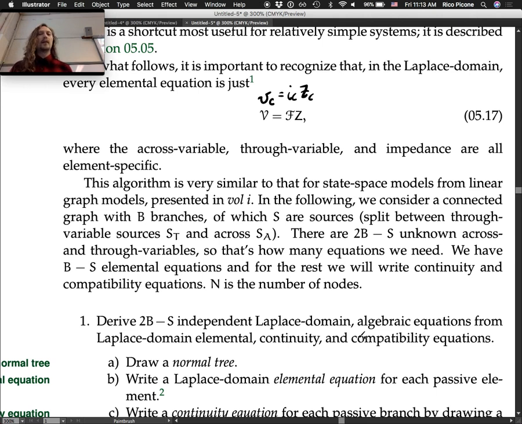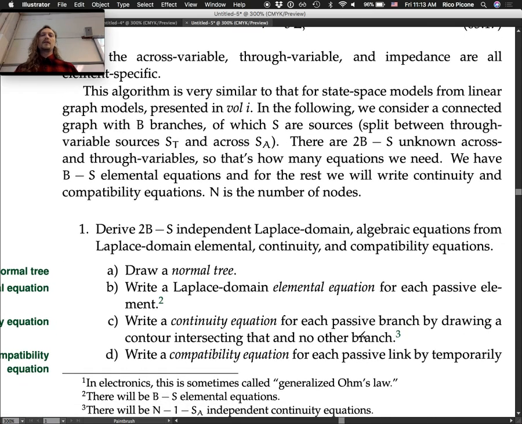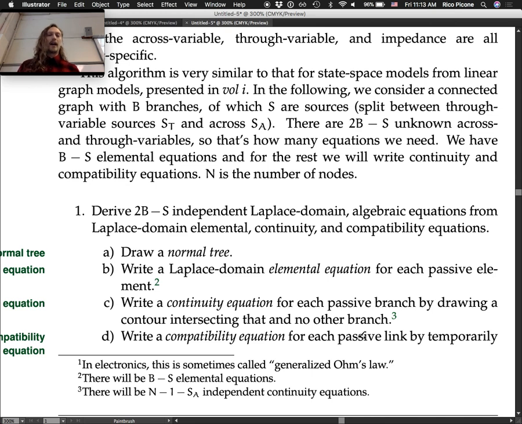N is the number of nodes. So this is our setup, and now we're going to learn the algorithm. So the first step is to derive 2B minus S independent Laplace domain algebraic equations from Laplace domain elemental, continuity and compatibility equations. So step 1 is to draw a normal tree from the linear graph.